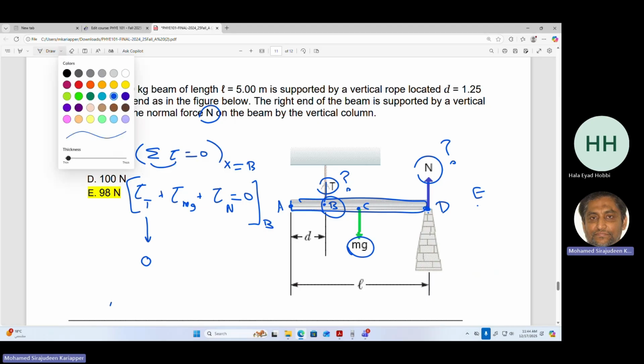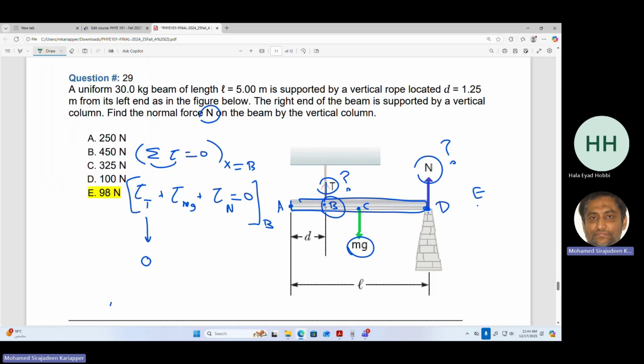Let me take another color. Let me say green. So about the point B, right? From B to where the force is applied, this will be the R for mg when I take the torque about the point B.